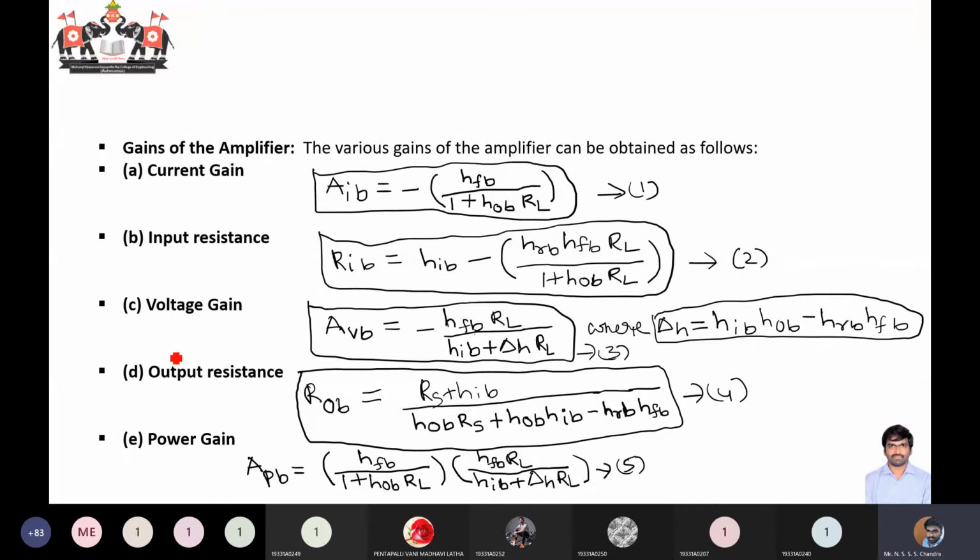And then the additional term we are learning in this class is power gain. Power gain is nothing but your voltage gain into current gain. So your APB is equal to, you can simply multiply these two terms, AIB with AVB. Current gain into voltage gain will give you the power gain. If you multiply these two things, it will be HFB by 1 plus HOB RL into HFB RL by HIB plus delta H RL. The same thing we are writing over here.